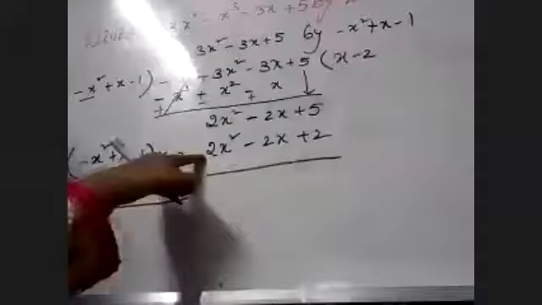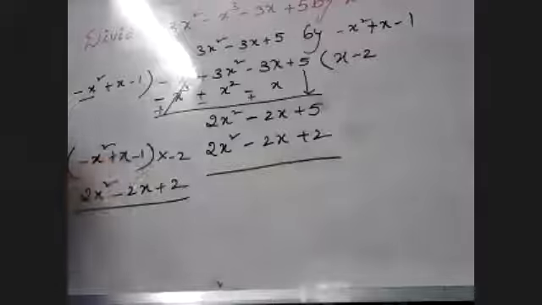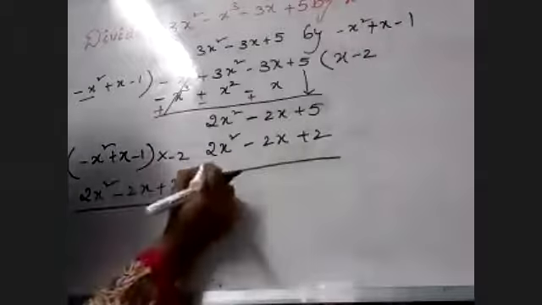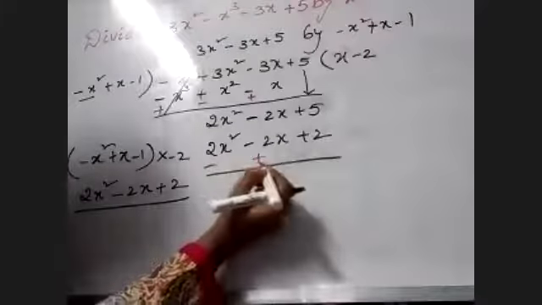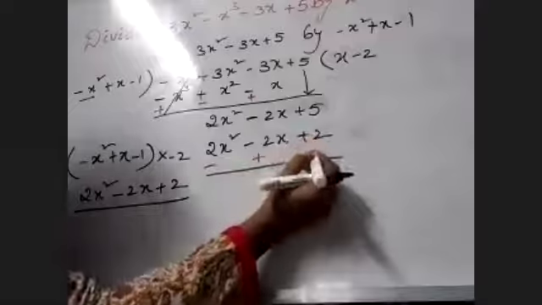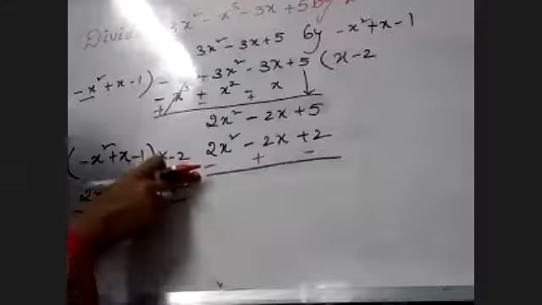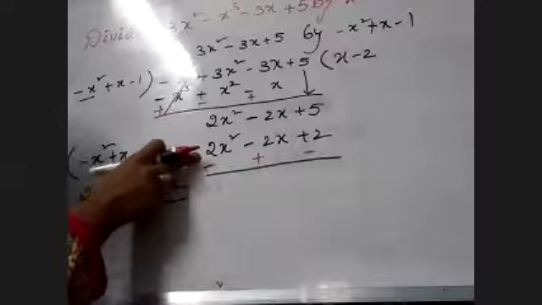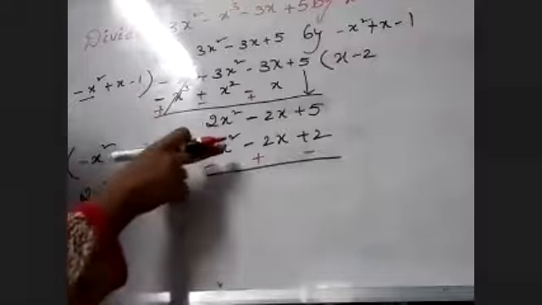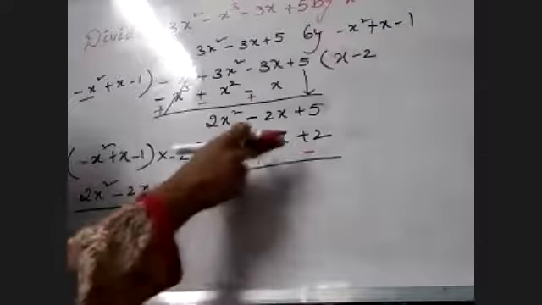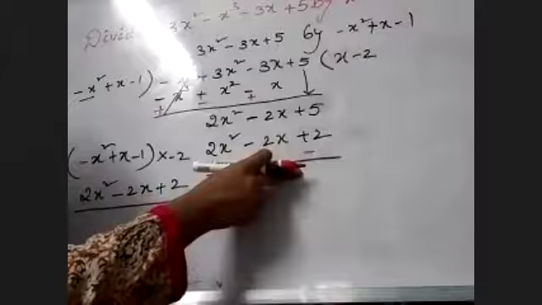See, here plus is there, again plus is there, so I have to write minus. Here minus is there, I have to write plus. Here plus is there, I have to write minus. Only the second terms, we have to change the signs. If plus is there, we have to write minus. If minus is there, we have to write plus. If plus is there, we have to write minus.